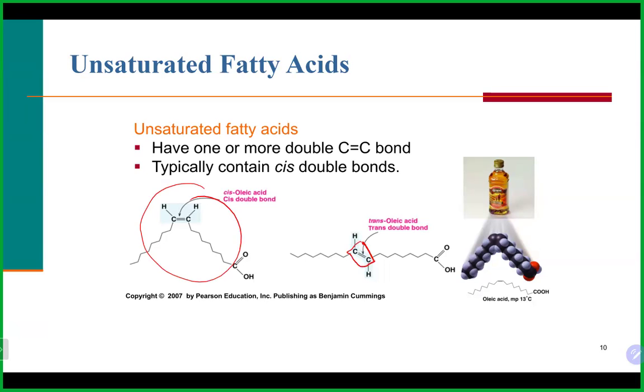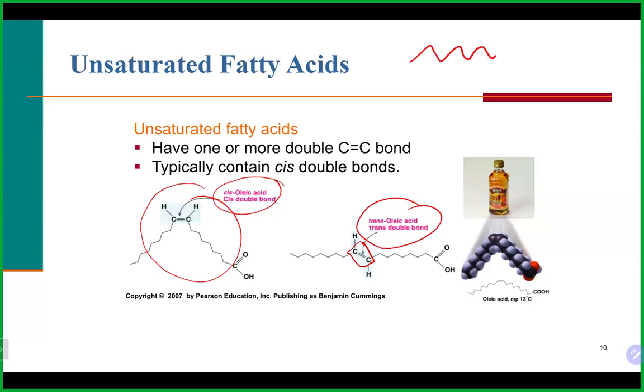And here, just like in organic, it means the same thing. Our groups are on the same side there, our hydrogens, and that's going to be cis. On the other guy, that's a trans fatty acid. And as we'll talk a little bit about trans fatty acids a little later on in this chapter, not so good in certain situations.